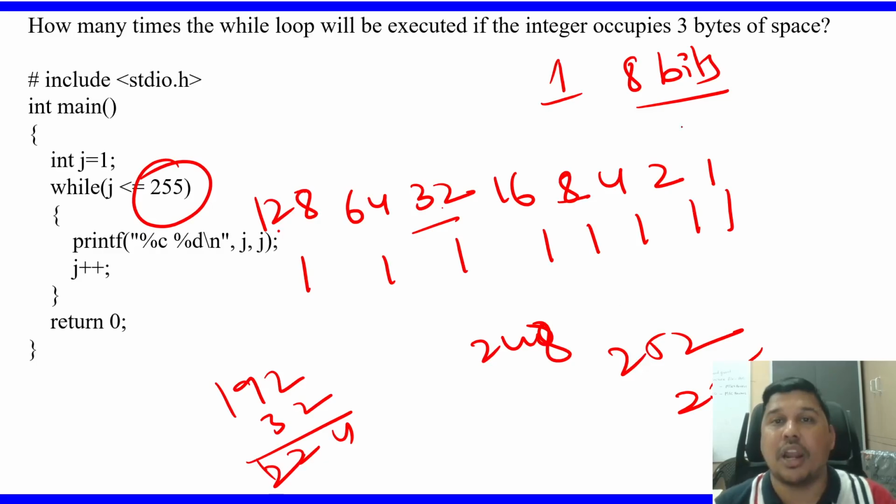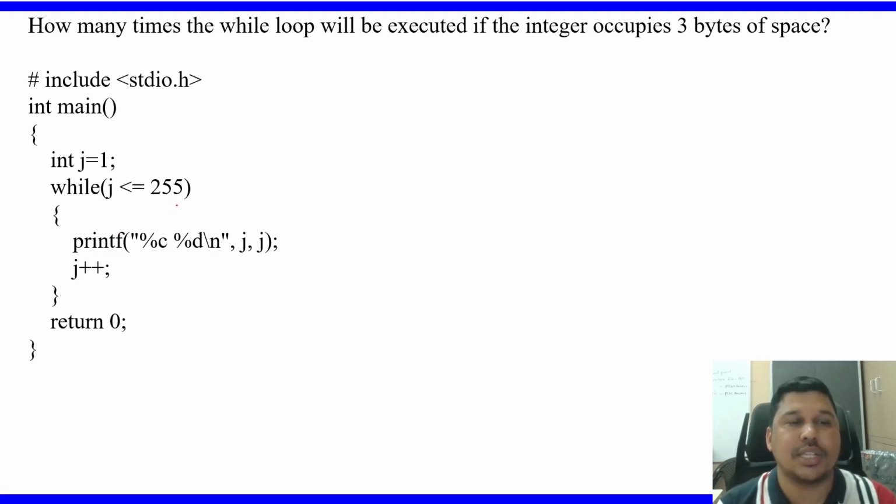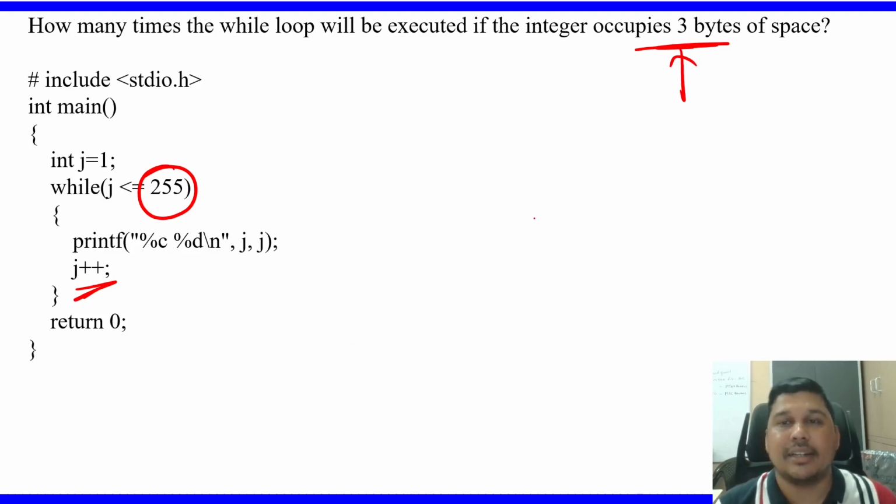So even if you allocate 1 byte for this integer j, up to 255 j can handle. So I can execute this. So this will be executed 255 times, right? So be careful. Sometimes they will give this sum to confuse you, saying it occupies 3 bytes, 4 bytes. It has no impact on this while loop. The only thing is, I am doing plus plus on j. It is going up to 255. So make sure that the memory allocated is sufficient to store the number 255.